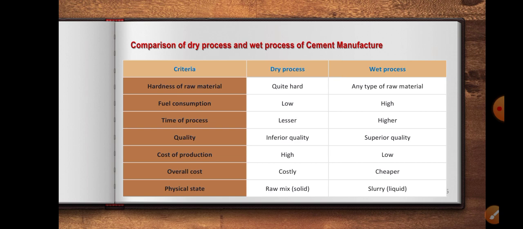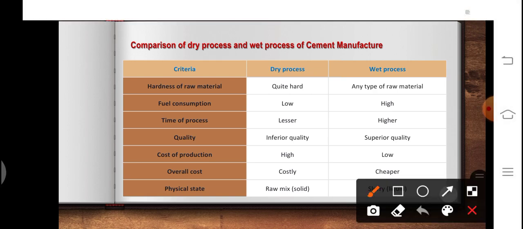If we talk about quality, then in case of wet process, we get a superior quality of coal. Cost of production of wet process is low as compared to the high. So overall cost of wet process is cheaper. If we talk about physical state, then in dry process we take raw material in a solid form, whereas in wet process we take raw material in a paste form, that is in the form of slurry.